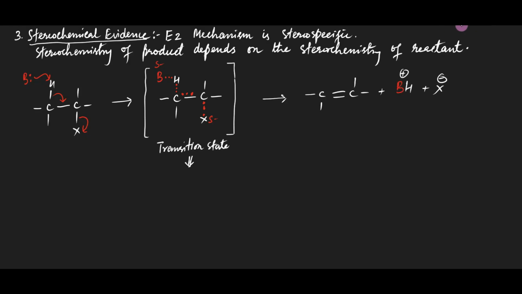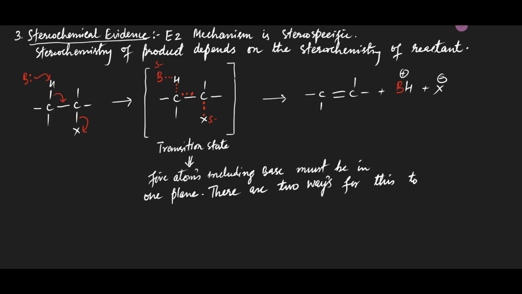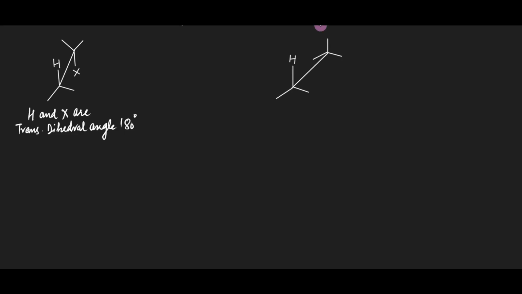If we focus on this transition state, we can see that 5 atoms involved in bond breaking and making, including the base, must lie in one plane. Which means that the alpha carbon and leaving group bonded to it, the beta carbon and the proton bonded to it, as well as the base that is going to abstract this proton must lie in one plane. There are 2 ways for this to happen. One way is this arrangement, in which H and X are anti with a dihedral angle of 180 degrees. Another way is this arrangement, in which H and X are syn to each other with a dihedral angle of 0 degrees.